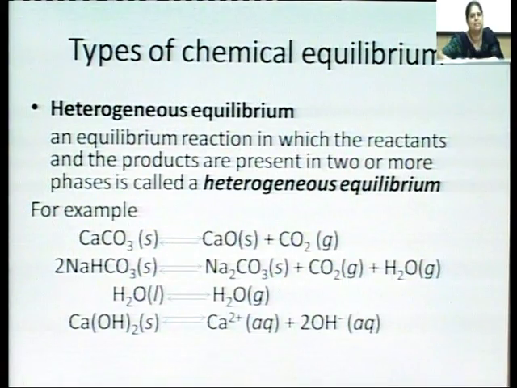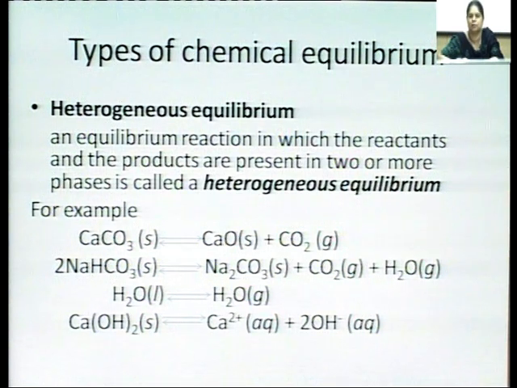Now, heterogeneous equilibrium is the one in which one or more of the products or the reactants are present in two or more phases, meaning one or more of them are solids and the remaining are in the gaseous state or in the liquid form. Now, here are certain examples for the heterogeneous equilibrium.